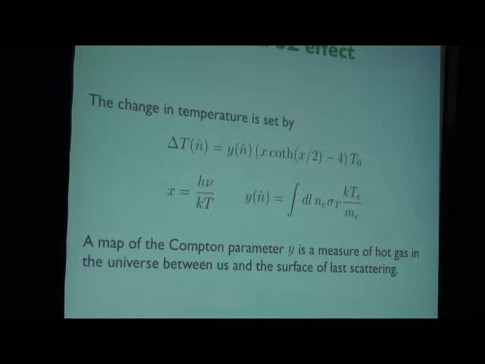Just the basic equations that go into it is that the change of the temperature is described by this formula, where y is really the integral along the line of sight of the electron density. So this then is really a measure of the hot gas in the universe between us and the surface of last scattering, except in practice, if you make these maps, there will be contaminations. But modulo contaminations, this is a map of the hot gas.